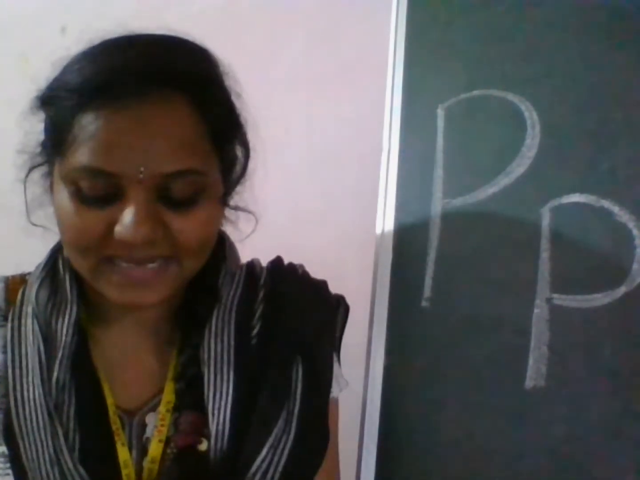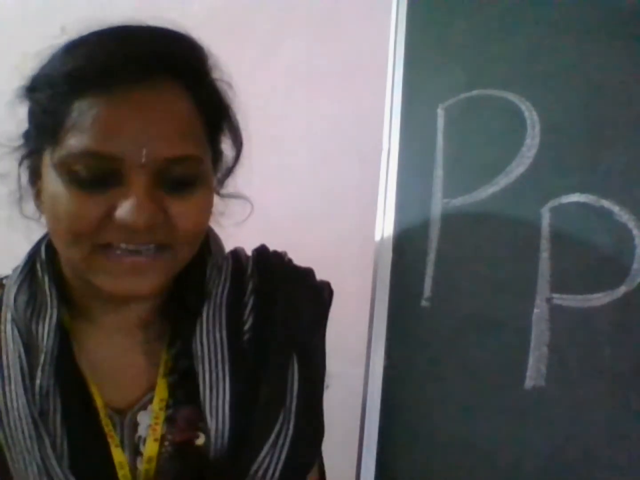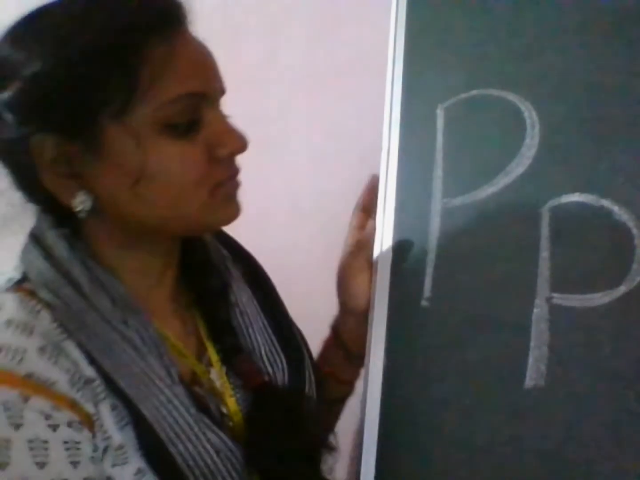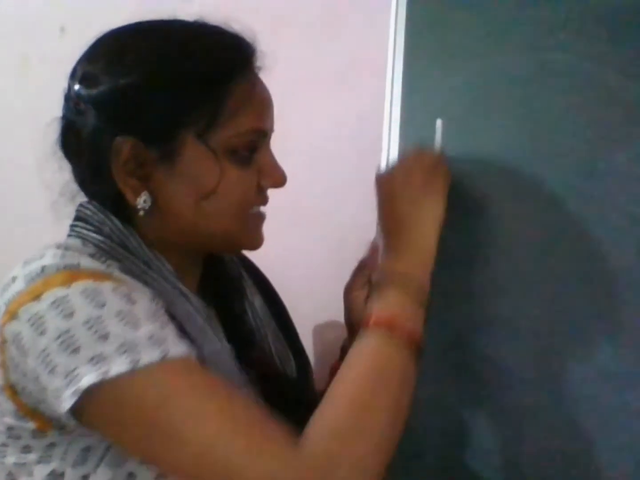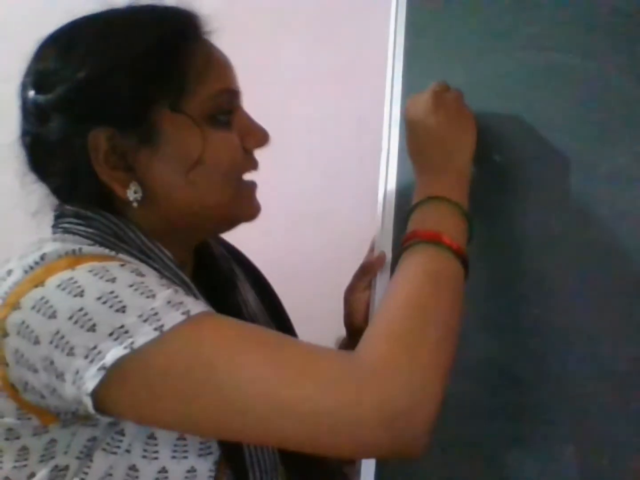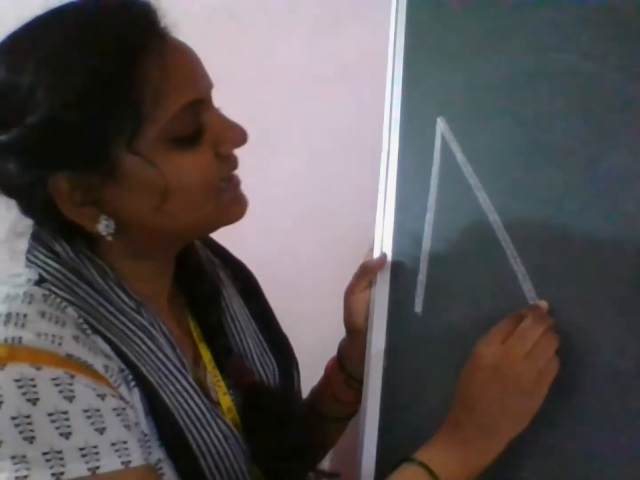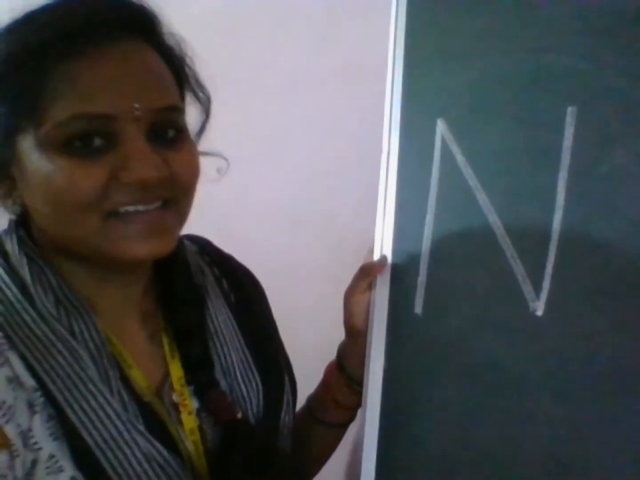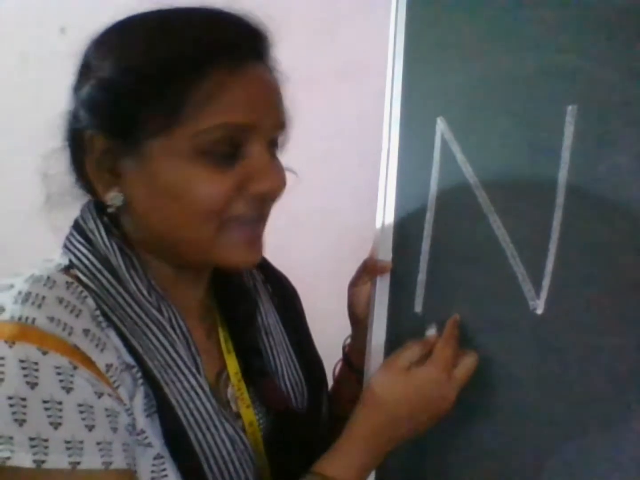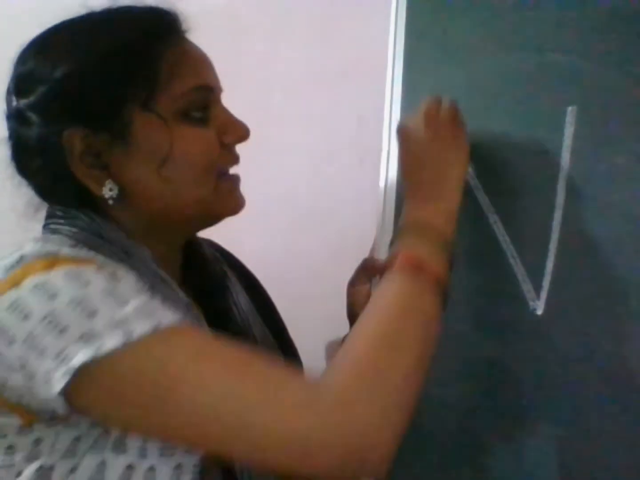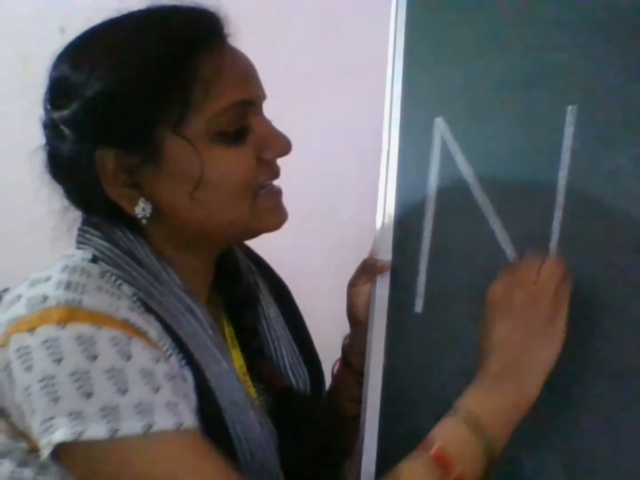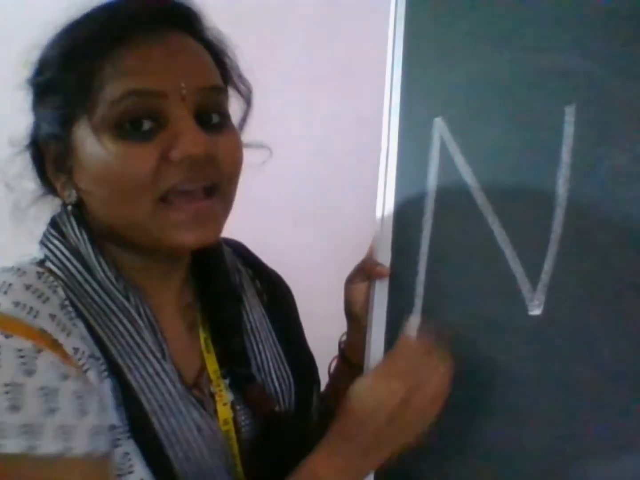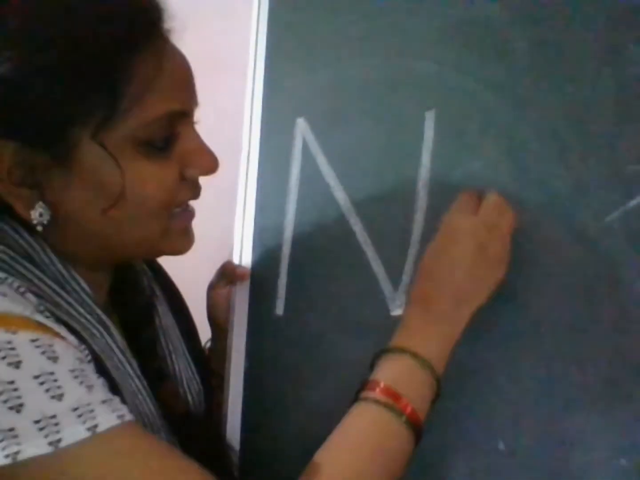We will learn letter N. Let's write on the board. Okay. Good children. Now, how will you write N? Standing line, left slanting line, standing line. This is capital N. Standing line, left slanting line, standing line. Capital N.